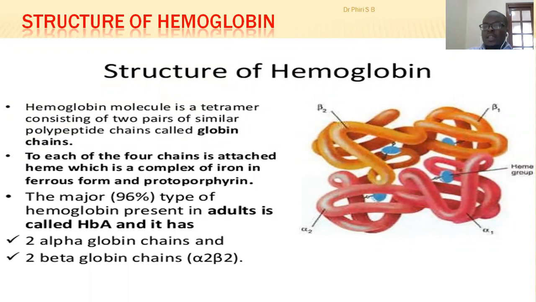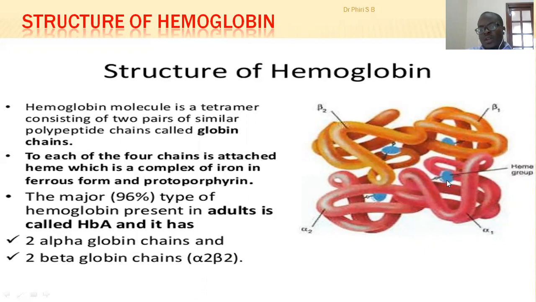So in adult, for instance, we have adult hemoglobin, which is called hemoglobin A. The combination of these polypeptide chains, so you have two alpha globin chains and you have two beta globin chains. So two alpha, two beta chains. So you have four chains. At the center of the four chains, each will have the heme group. So you can appreciate the heme group at the center of the polypeptide chain.